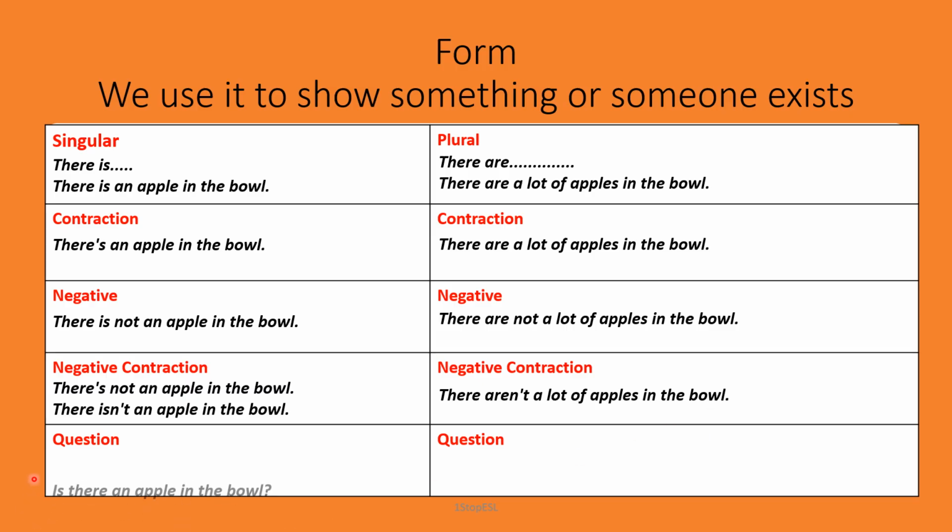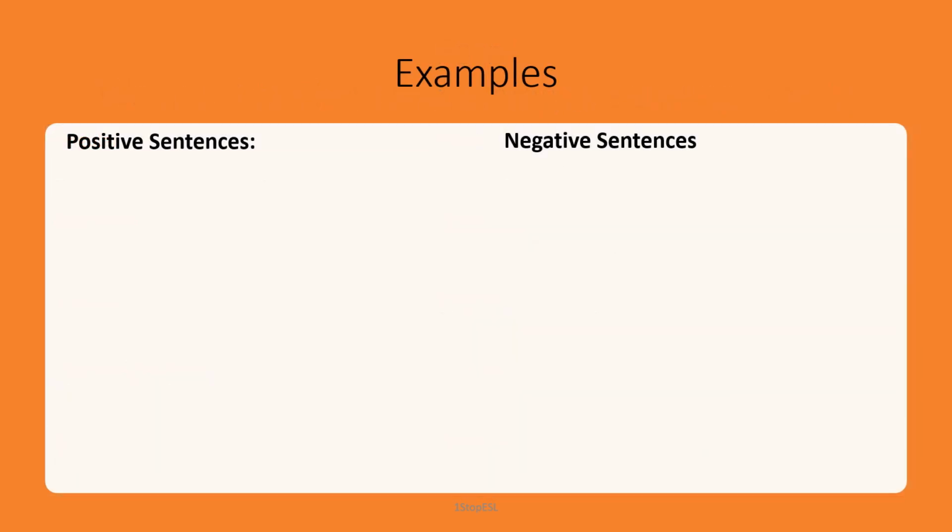Question form. Is there an apple in the bowl? Are there any apples in the bowl? Examples. Positive and negative sentences. There are 6 rooms in this apartment. There aren't 6 rooms in this apartment.